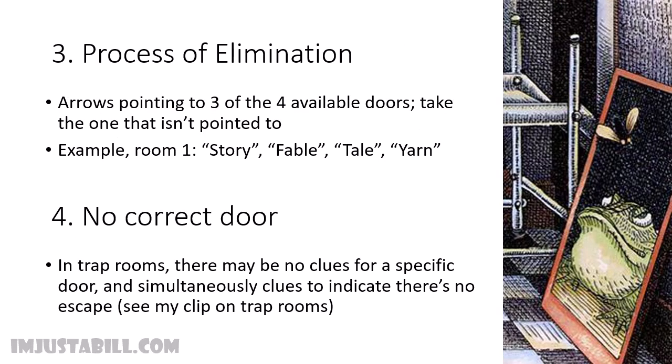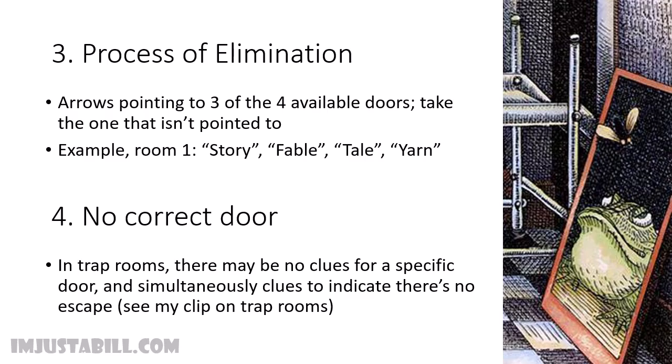Some other ways I said we might be able to indicate a door: process of elimination. So we refer to all the doors but that one. There are some rooms, for example, where arrows might be pointing to 3 out of the 4 available doors. And that's a way to indicate the 4th door that doesn't have anything special with it. We saw a variation of this in room number 1. I talked about that. So you have story, fable, tale, yarn. And fable ends up being the one that's not specified in the text anyway. And as I said, there could be no correct door. In trap rooms, there may be no clues for a specific door and simultaneously clues to indicate there's no escape.